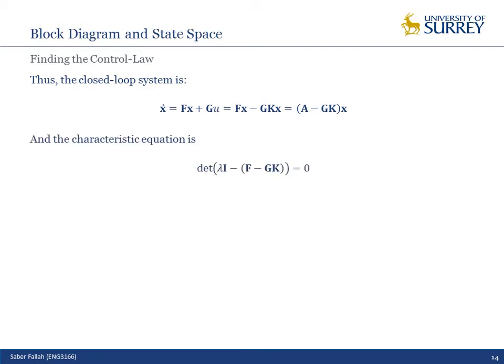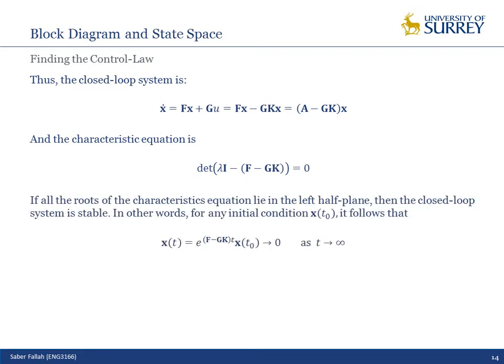In order to find the poles of the control system, I need to calculate the eigenvalues of F minus JK, the control system. I will explain this using an example to make it clear to you. If I have such a control system, the response of the control system will be e to the power (F minus JK)t times x(t0).